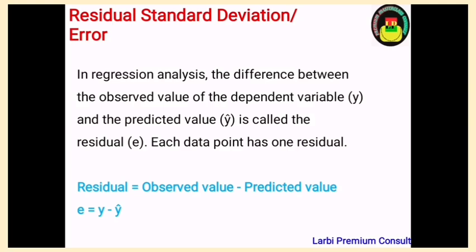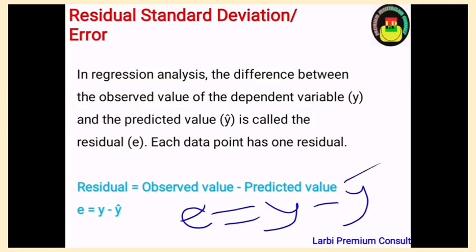And how do you find the residual error? It is denoted by a small e, like this. And how do you determine this value? It is the observed value minus the predicted value. The predicted value here is the value you have predicted based on the regression equation.